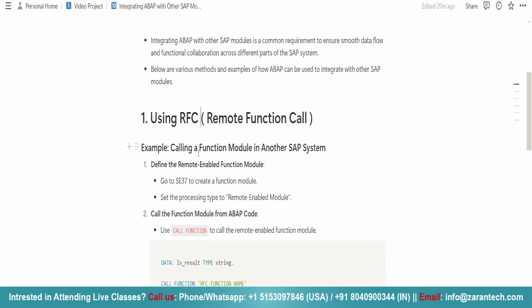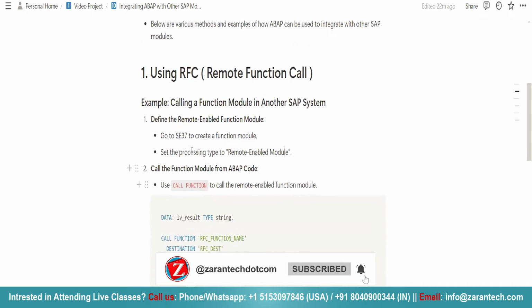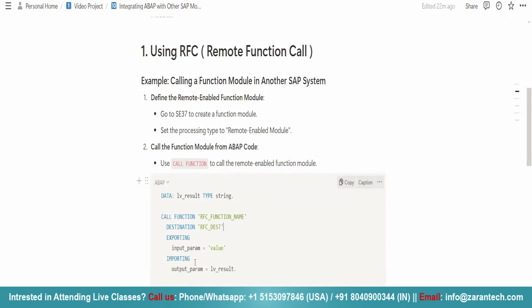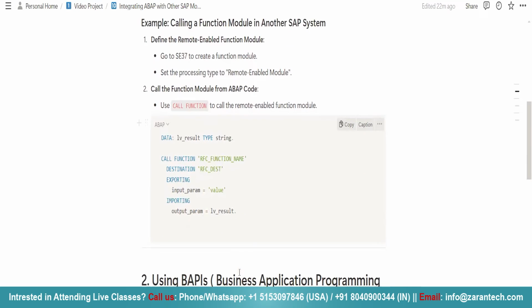And this is a particular example of how we can use it. The example is calling a function module in another SAP system. So define the remote-enabled function module from SE37. Then we need to set the processing type to RFC, remote-enabled module. Then call the function module from the ABAP code. This is how we call our function module, and we provide the RFC destination where we want to use it. Suppose these are the exporting and importing parameters of the function module which you have given.